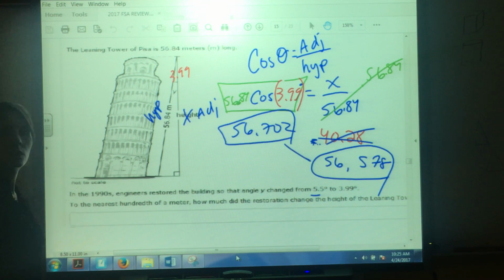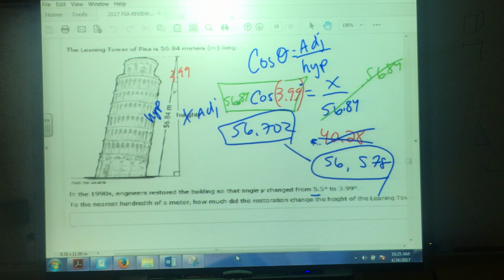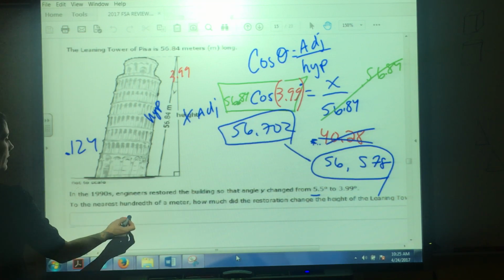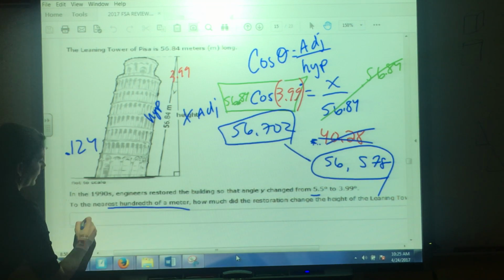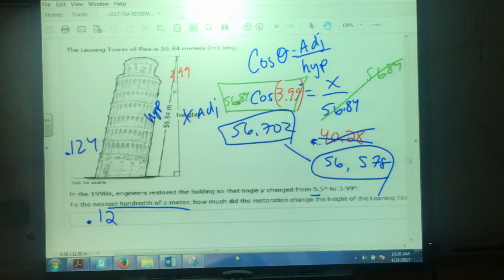What is it? What does your calculator say? You should get 0.124 in your calculator. Just be careful with the rounding, please, because I don't want you guys to get something wrong. I know they account for so much, but it says to the nearest hundredth of a meter. I don't know why I said mirror. So you would round it to 0.12. 0.12 meters, so was it that big of a deal?